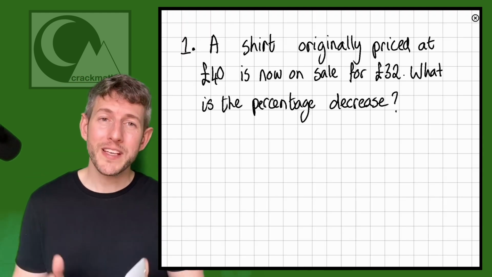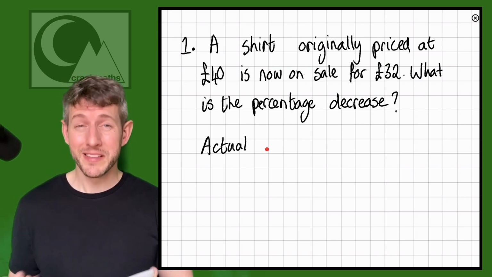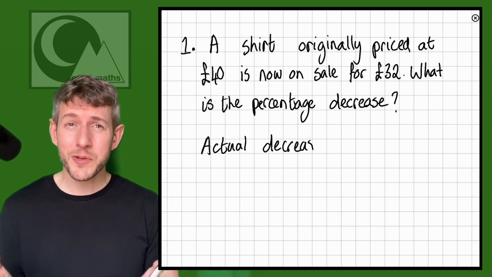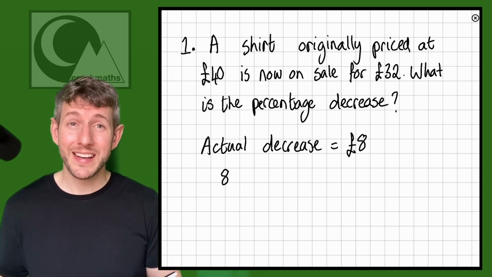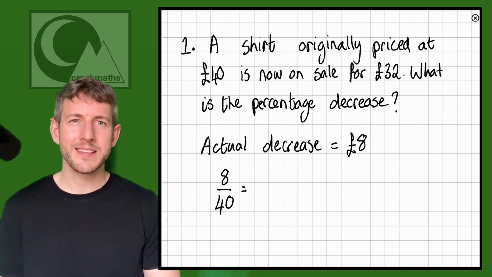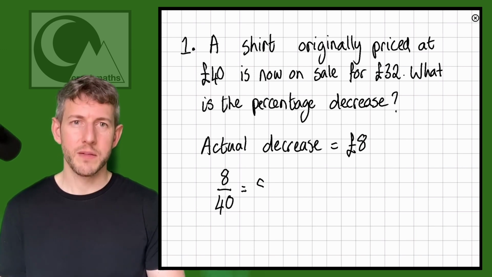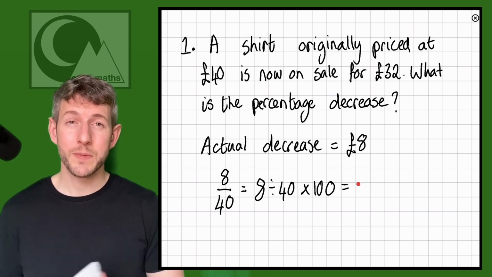Okay, so for this, remember there's 2 methods. I'm actually going to use the quick method for this. So I can see that the actual decrease is £8. So basically, I'm finding £8 as a percentage of 40. So it's going to be 8 out of 40 times 100. Okay, and so we can see that is 20%.